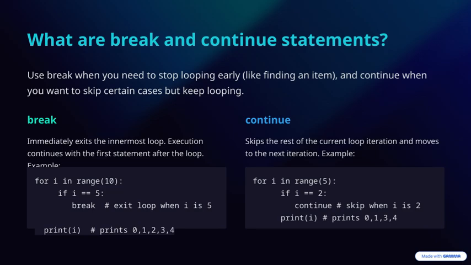The key takeaway here is that break is used when you want to stop looping altogether, like when you found what you're looking for, whereas continue is used to skip over certain cases but keep looping. Both are useful tools for controlling the flow of your program, especially when working with loops. They help you manage your code more efficiently and make your logic clearer.